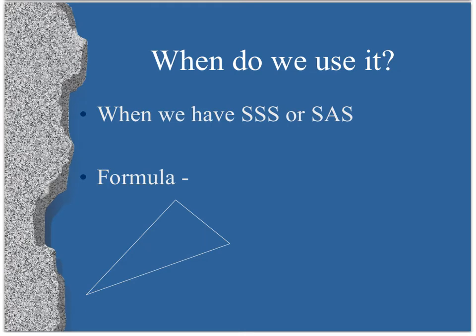Okay, so how do I know when I'm going to use law of cosines? When you are given this information, side, side, side, or side, angle, side, you have to use law of cosines. Law of sines would not work. I'm going to go ahead and label this triangle. This is A, B, and C. So side C is opposite angle C, side A is opposite angle A, and side B is opposite angle B.